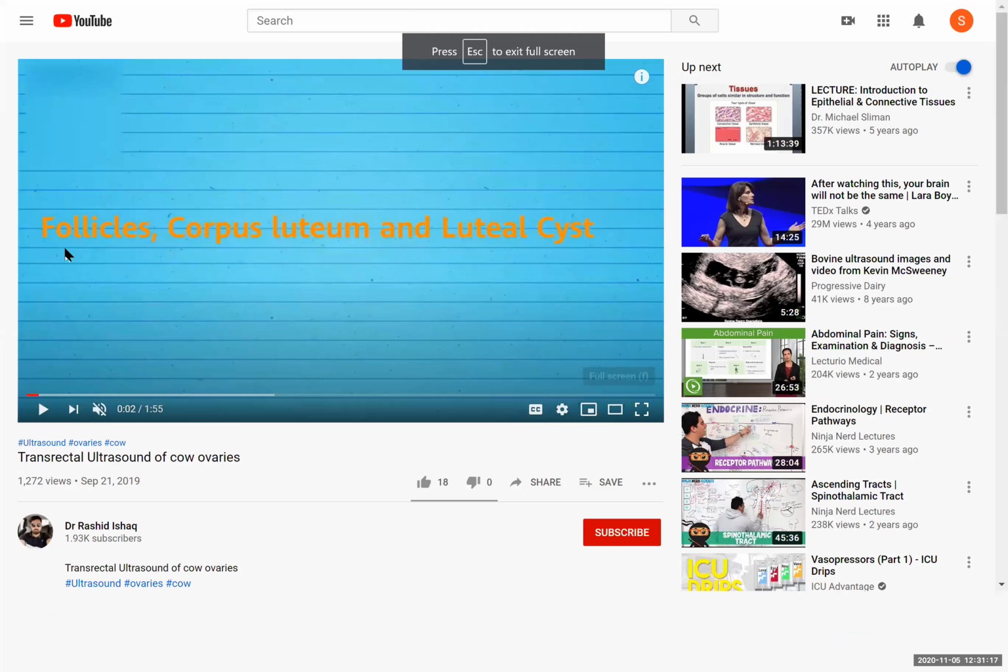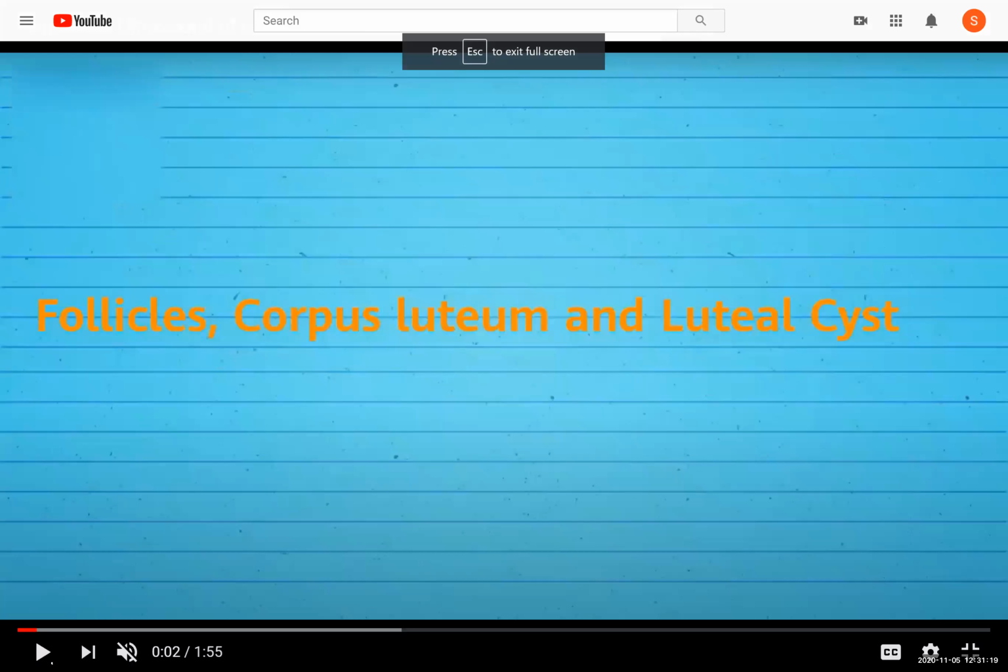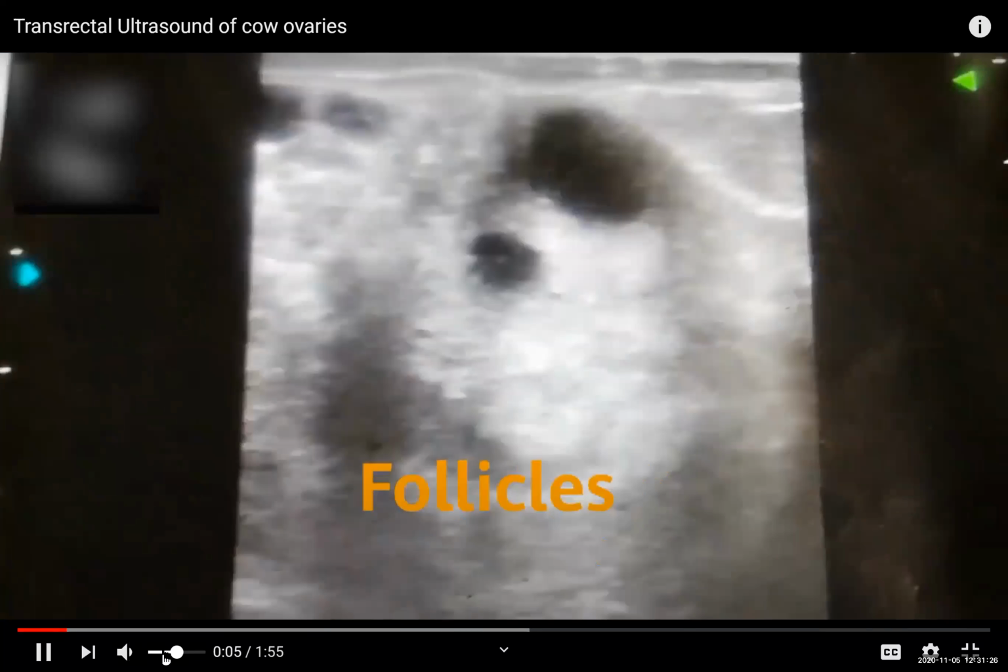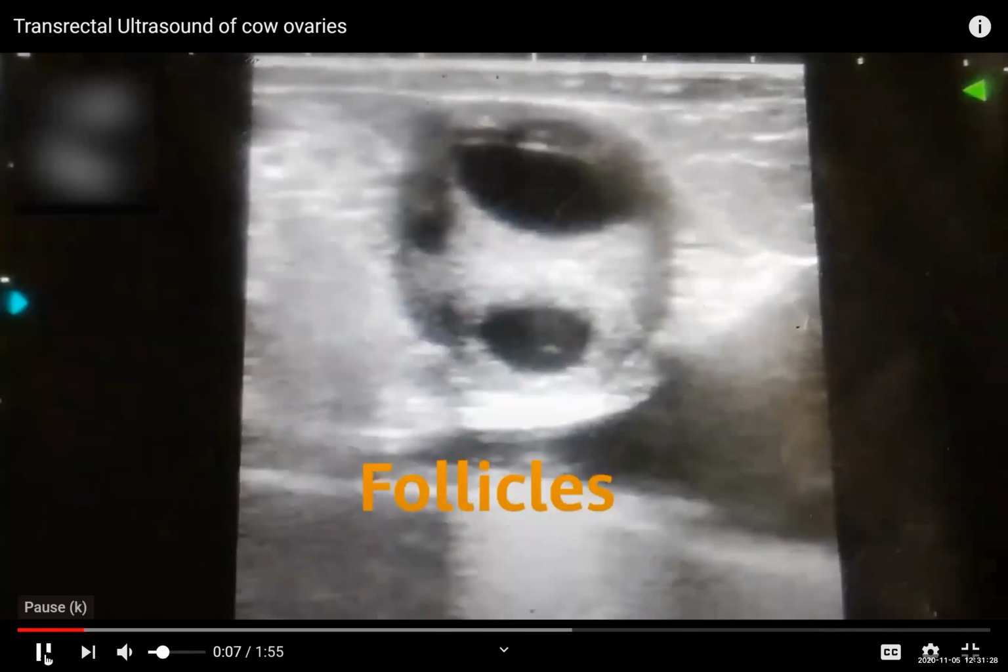So this is just of the follicles. So here, this is the entire ovary. And what you can see here is follicles. So it's these big fluid-filled bubbles on the ovary.